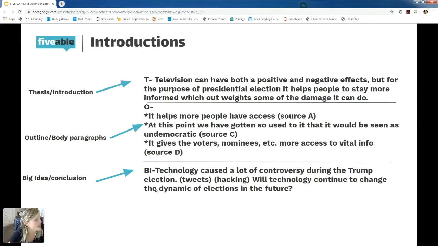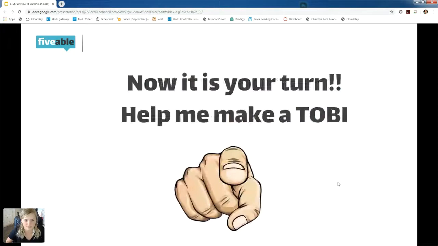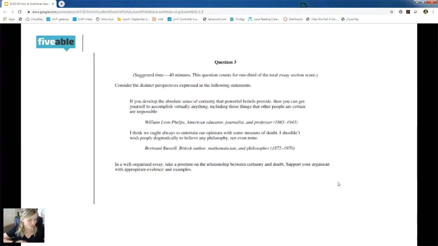And then for my big idea, I put: technology caused a lot of controversy during Trump's election. Will technology continue to change the dynamic of elections in the future? And that's another thing. For your big idea, you can also put super deep, thought-provoking questions. You're just looking for something big and deep that really connects it. Okay, so now it's your turn to make a Toby, but if nobody's here, I'll just make it in real time. Cool.